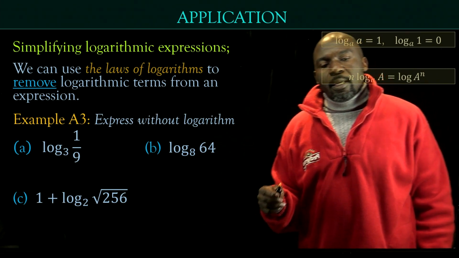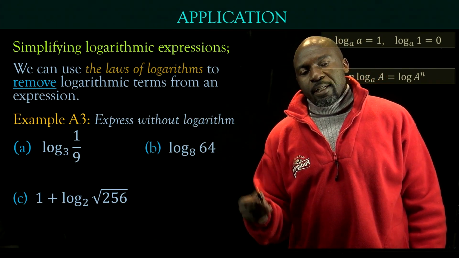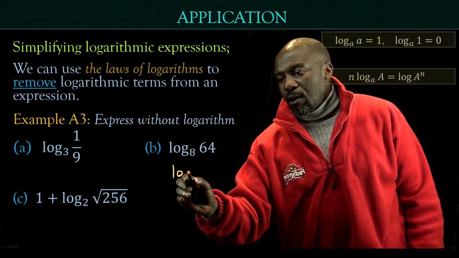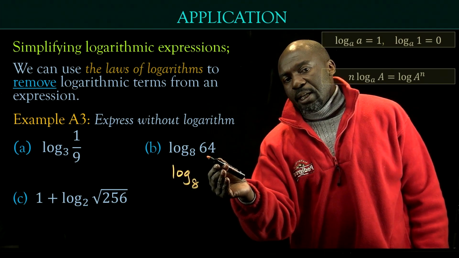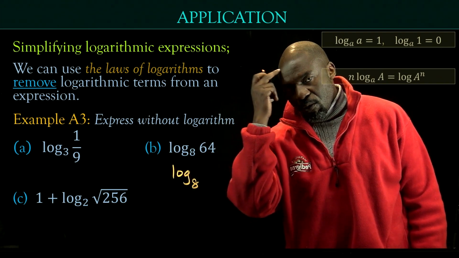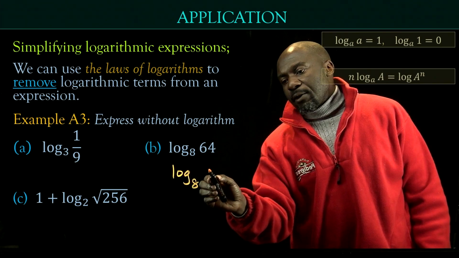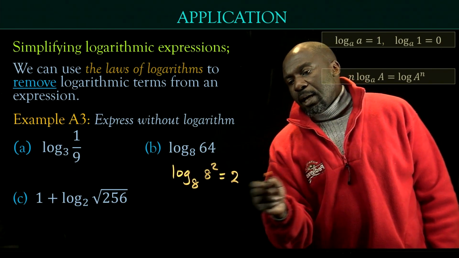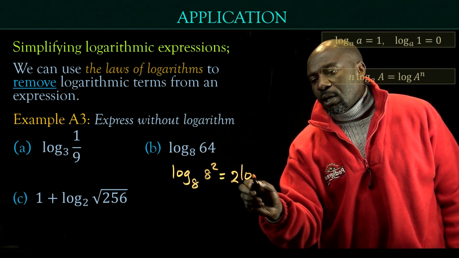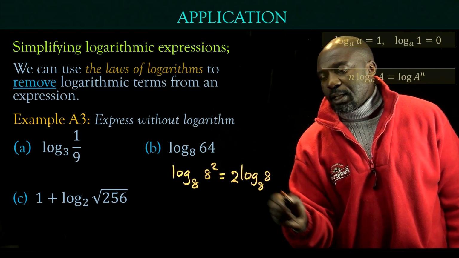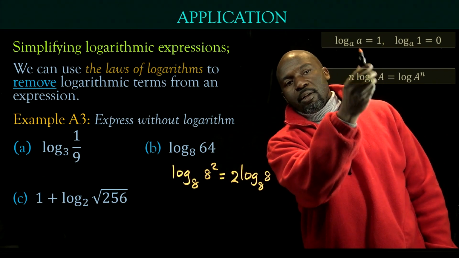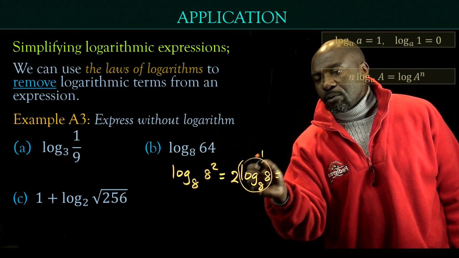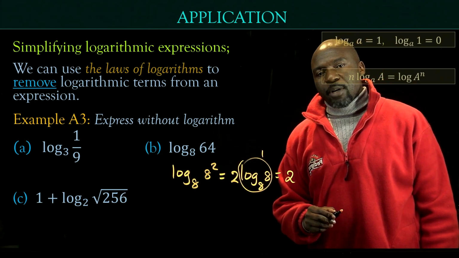Question B says we want to express that without logarithms on it. This should be obvious because I can express log to base 8 of 64. All I need is to express this 64 as a base of 8 because I'm thinking about that law there. So I can write this as 8 squared, in which case I have 2 from law number 3 there. I can move this to the front, and I have 2 log to base 8 of 8, and log to base 8 of 8 according to this law there is the same as 1. So all this is just 1. So therefore 2 times 1 is 2, my answer to part B.